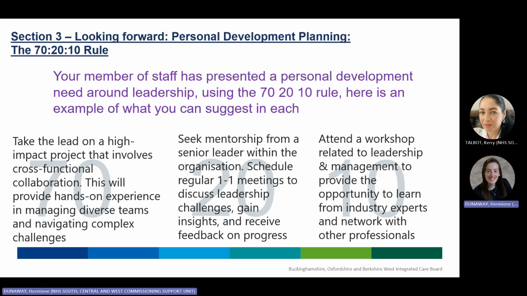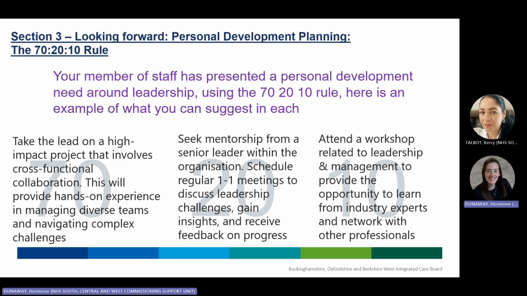If your member of staff presented a personal development need around leadership, using the 70-20-10 rule, the AD team have developed an example of what you could suggest in each. So in the 70% on the left-hand side of the screen, that learned on-the-job experience, you could encourage the appraisee or your member of staff to take the lead on a high-impact project that involves cross-functional collaboration. This will provide hands-on experience in managing diverse teams and navigating complex challenges that are presented within cross-functional collaboration.